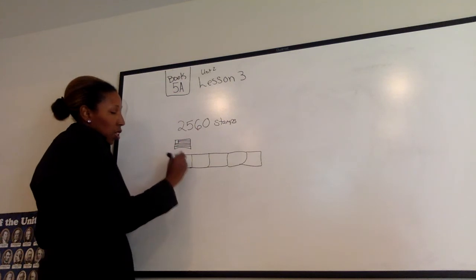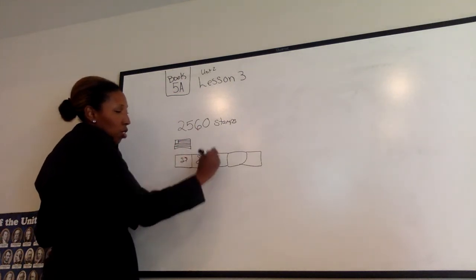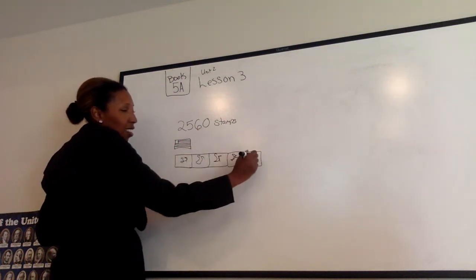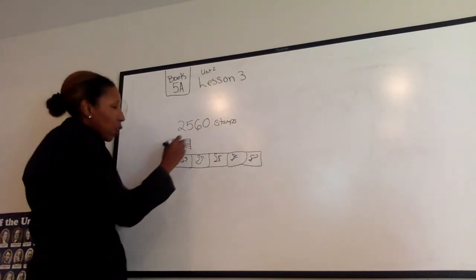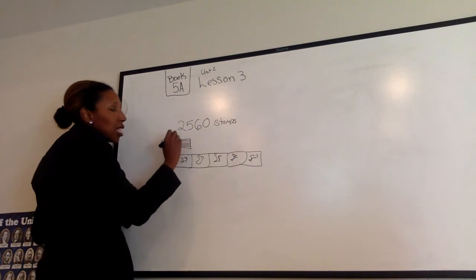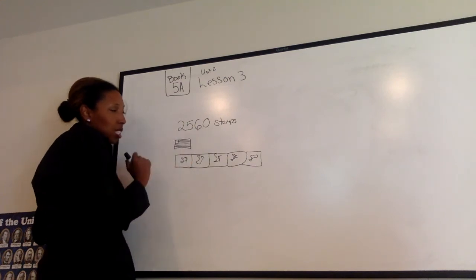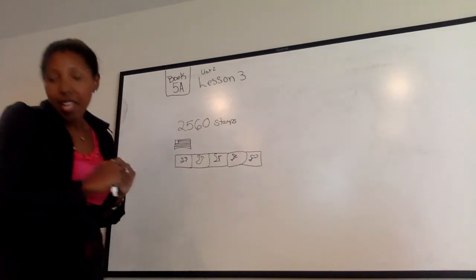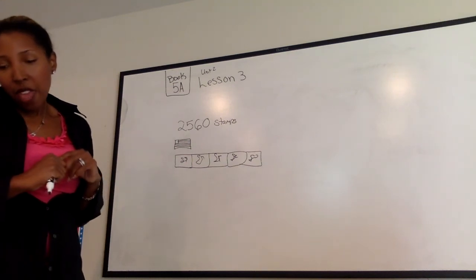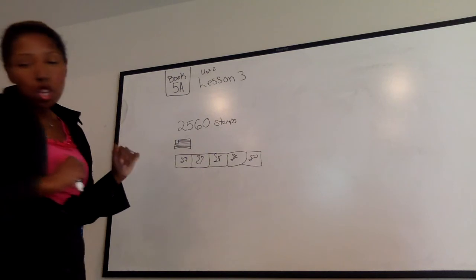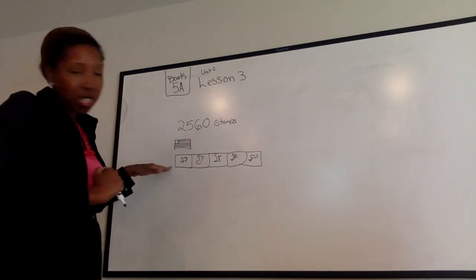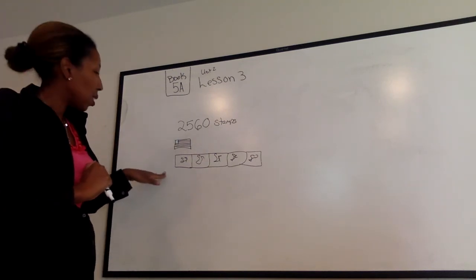Okay, and we'll make these like swiggle stamps. I don't know. Okay, so there's my 2 stamps. And all together, when I add all these stamps up, it's going to give me 2,560. Okay, now, based on that, we need to figure out how many swiggly line stamps did he collect.